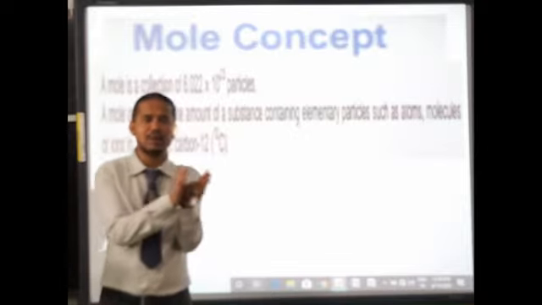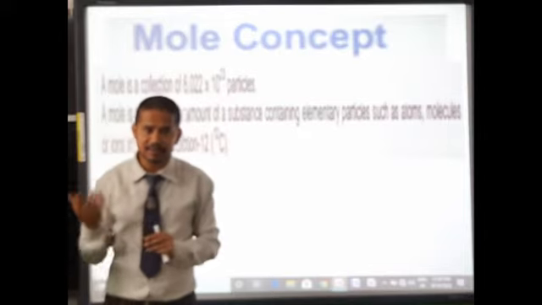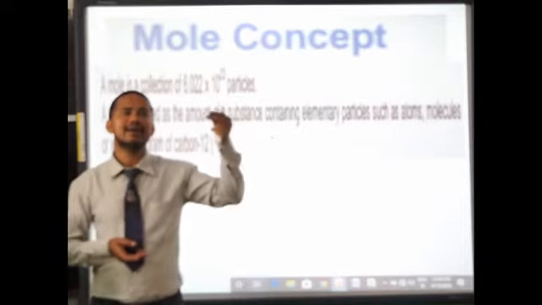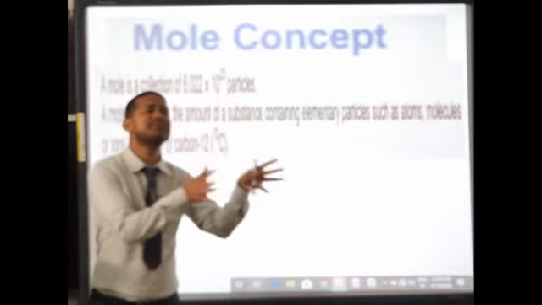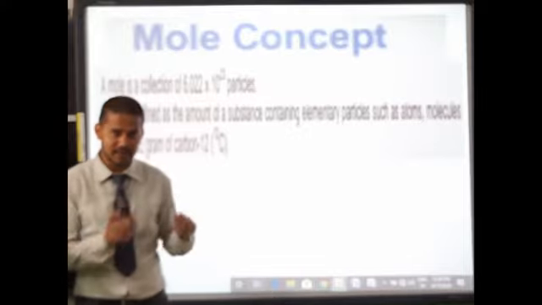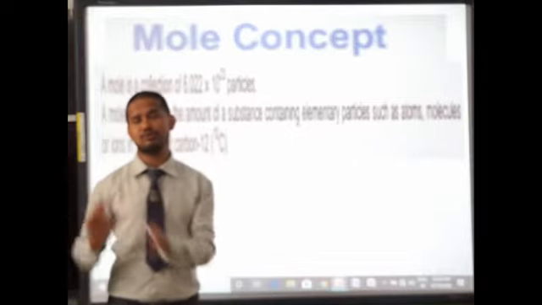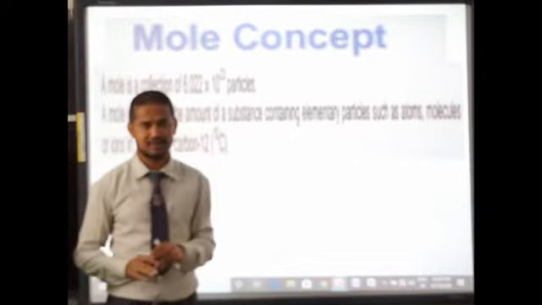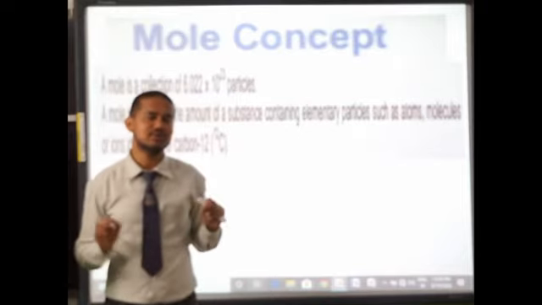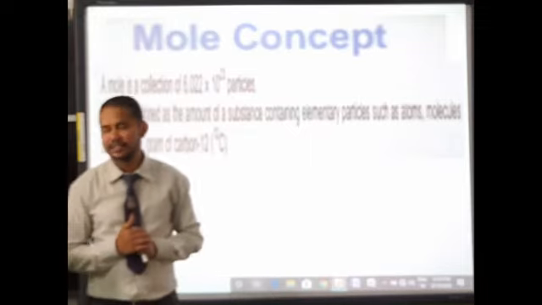If I say 1 mole of particles, it means 6.022 × 10^23 particles. So if I say 1 mole of anything, for example 1 mole of pumpkin, it doesn't happen actually, mole is for smaller things, but if I say 1 mole of pumpkin, then it means 6.022 × 10^23 pumpkins. So 1 mole means 6.022 × 10^23 particles. So a mole is defined.